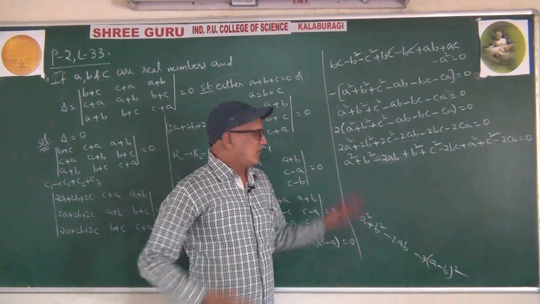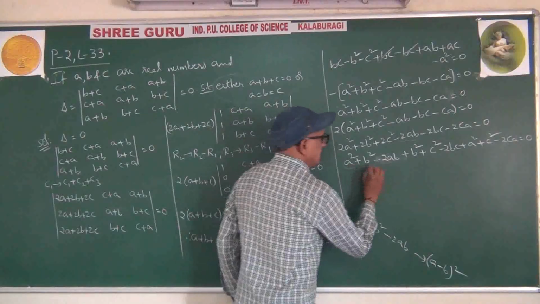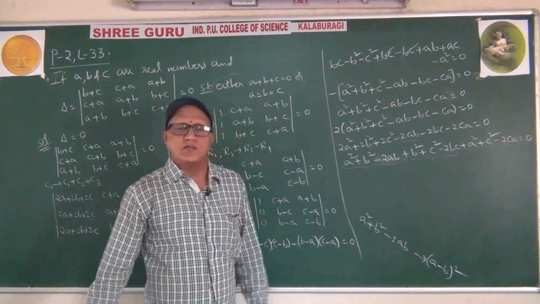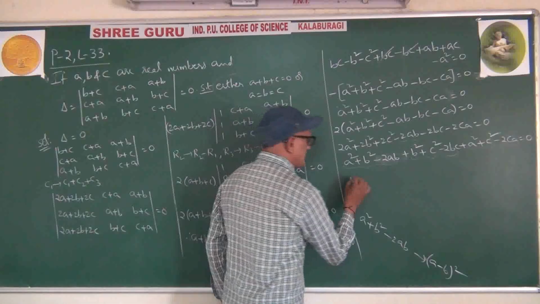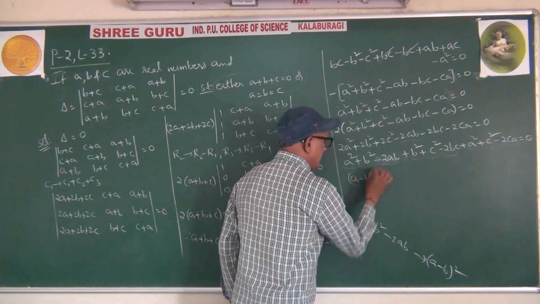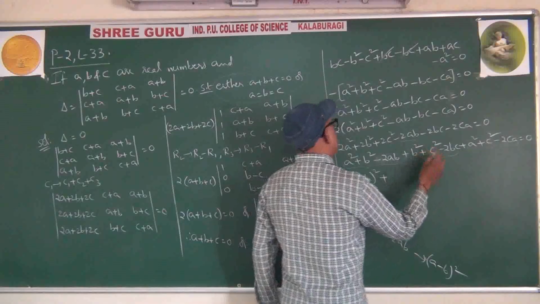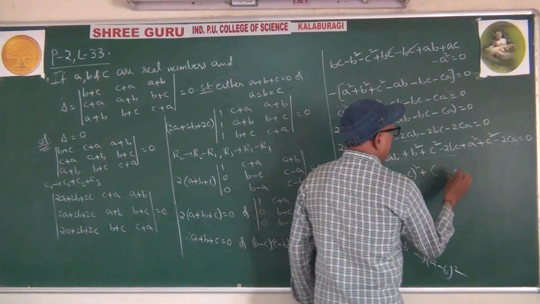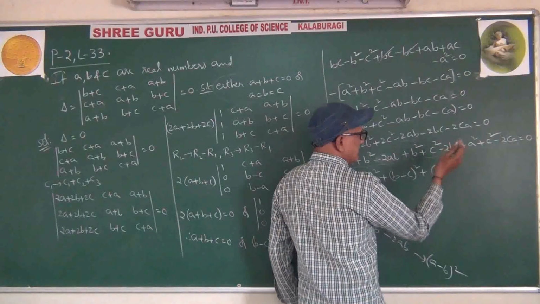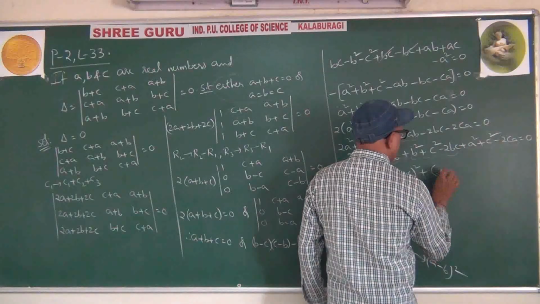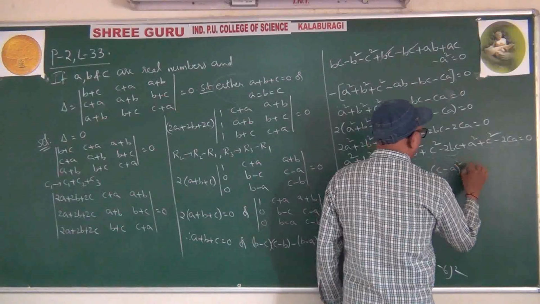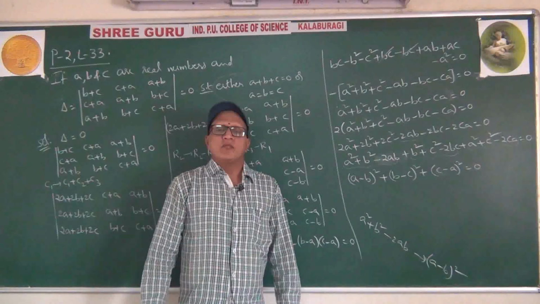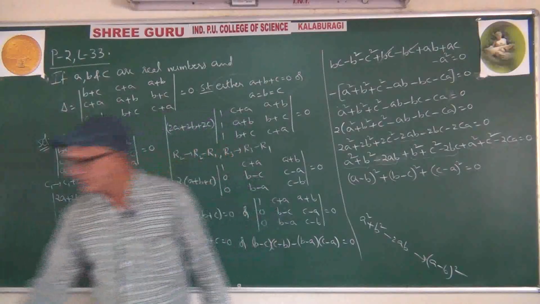Okay now. Sir, why did you write like that? To write in the standard form. a square plus b square minus 2ab, a minus b whole square. b square plus c square minus 2bc, b minus c whole square. a square plus c square minus 2ac, a minus c whole square.